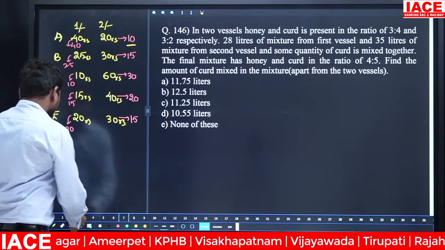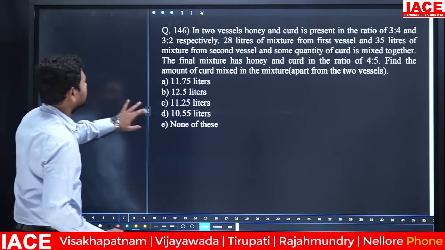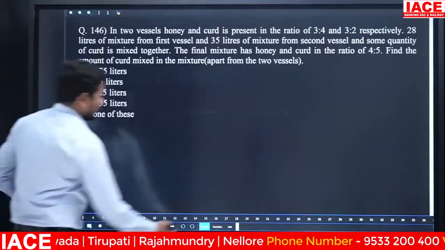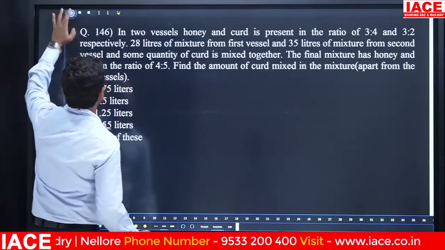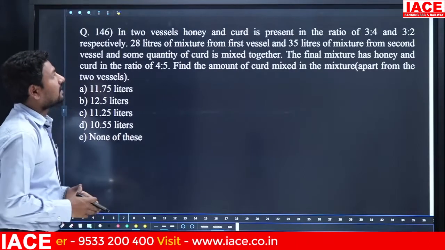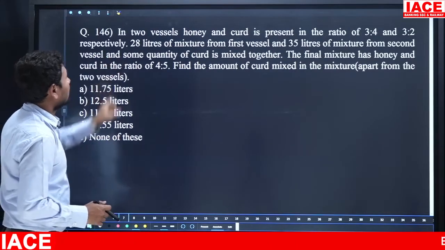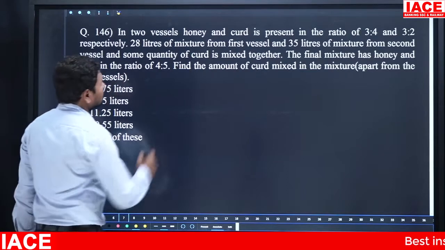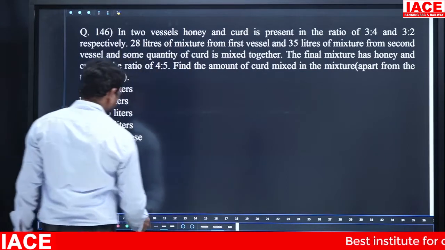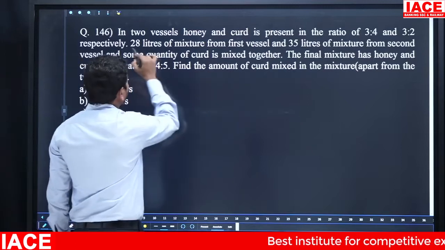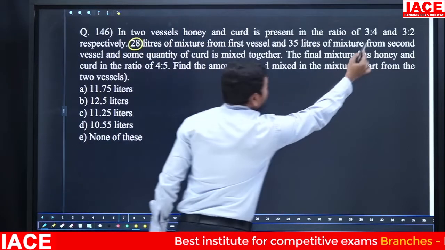Yes, we have a next miscellaneous question. The data is completed. Look at the question clearly. In 2 vessels, honey and curd are present in the ratio 3:4 and 3:2 respectively. 28 liters of mixture from the first vessel. The liters are 28, and the sharing ratio is what?